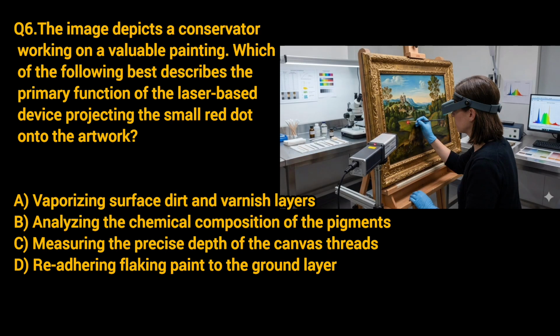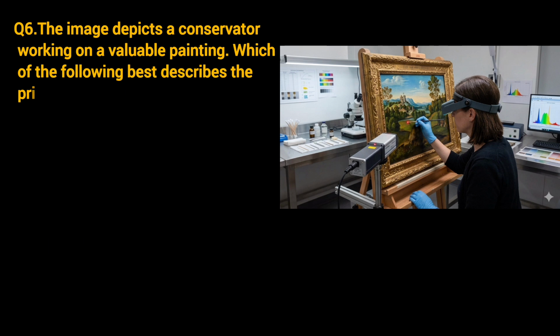The image depicts a conservator working on a valuable painting. Which of the following best describes the primary function of the laser-based device projecting the small red dot onto the artwork? A. Vaporizing surface dirt and varnish layers. B. Analyzing the chemical composition of the pigments. C. Measuring the precise depth of the canvas threads. D. Readhering flaking paint to the ground layer.